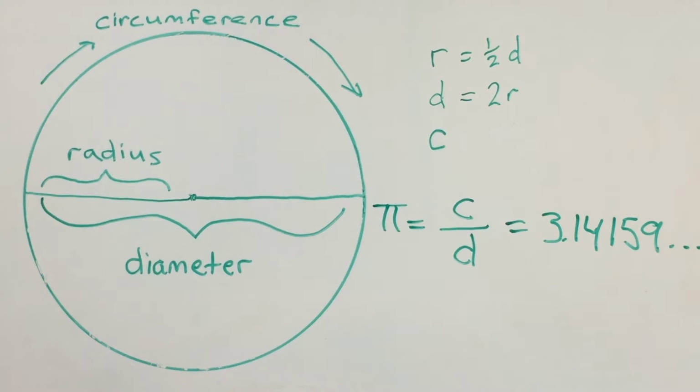So if pi is equal to the circumference of a circle divided by its diameter, that means the circumference of a circle is equal to pi times its diameter. And since the diameter of a circle is equal to twice its radius, this means that the circumference of a circle is equal to pi times twice the radius. Now, let's see if we can put all this information to good use in some practice problems. After I ask a question, you can pause the video if you need some time to do some calculations.